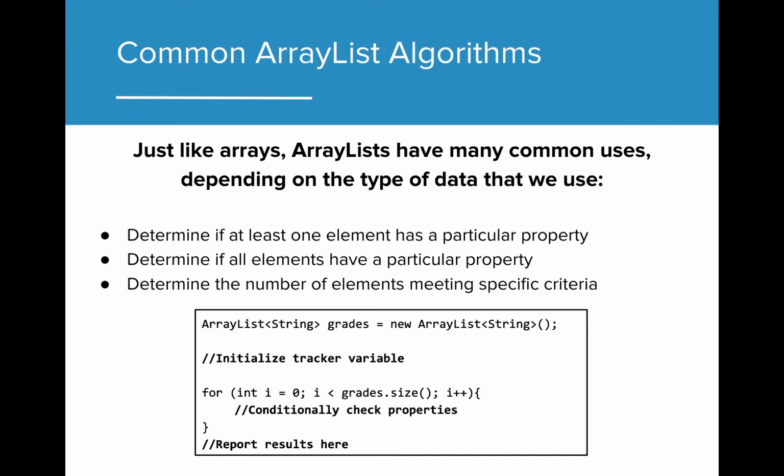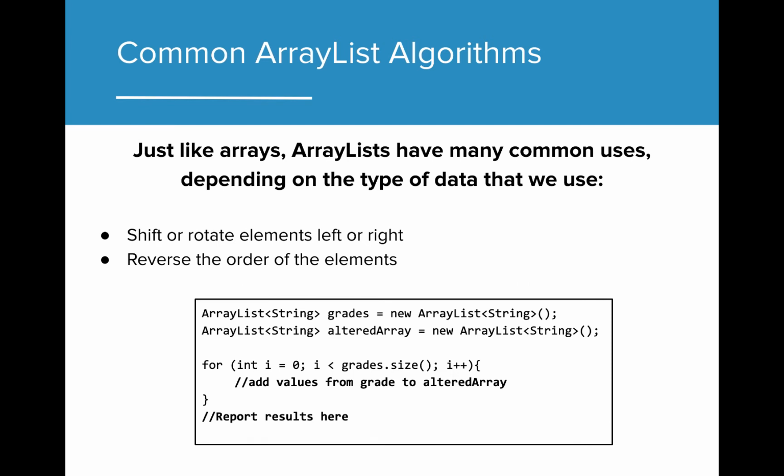We recently used this general formula when finding elements that start with the letter A and removing them from our array list. If we want to make alterations to the list by reversing the order or shifting the elements, the general format requires that we create a new array list that will then hold the values in the order we would like to rearrange them. Each iteration through the initial array will add a value from the initial array to the altered array.